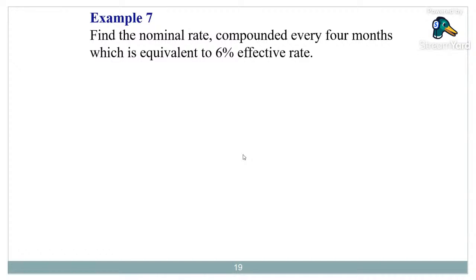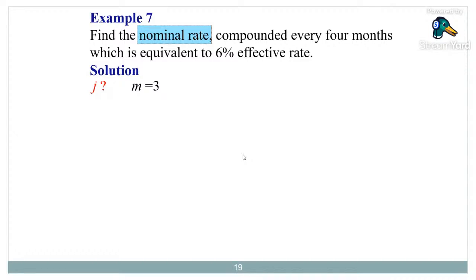So kita tengok next example. Find the nominal rate compounded every 4 months which is equivalent to 6% effective rate. So sekarang ni dia bagi dia punya RE, the effective rate, which is 0.06. Okay, dan kita sekarang nak cari nominal rate, which is the J lah. J dia apa? Dia kata kat sini compounded every 4 months. So every 4 months, so berapa kali tu? So setahun ada 12 kali, 12 bulan. So 12 kalau bahagi dengan 4 bulan sekali, jadi 3 kali setahun. So M equal to 3.